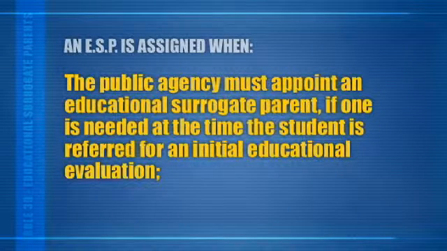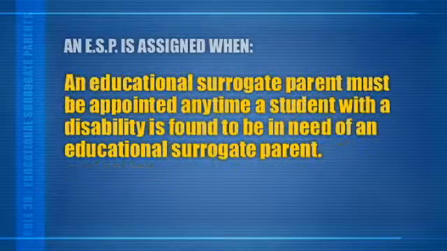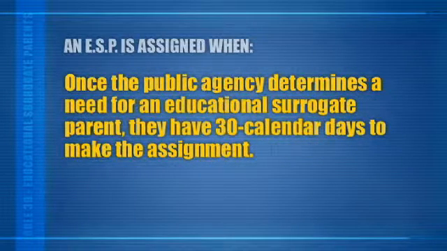The public agency must appoint an educational surrogate parent, if one is needed, at the time the student is referred for an initial educational evaluation. An educational surrogate parent must be appointed anytime a student with a disability is found to be in need of an educational surrogate parent. Once the public agency determines a need for an educational surrogate parent, they have 30 calendar days to make the assignment.